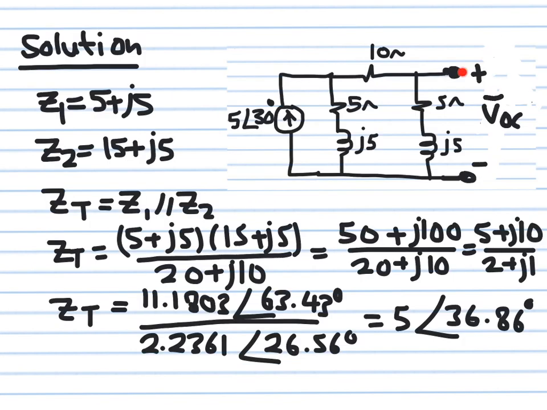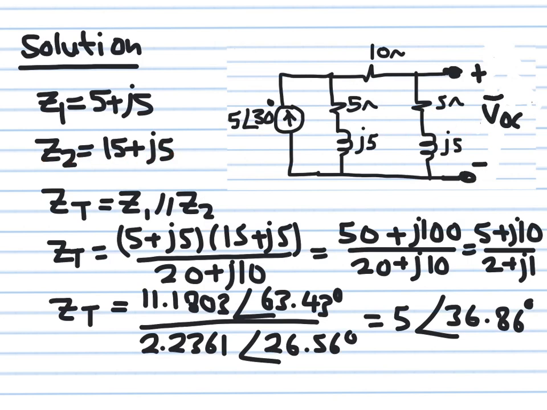So the open circuit voltage is this one. What we have here in this circuit is a current source injecting current into one impedance, which I called Z1, 5 plus J5, and then another impedance in parallel, which is this branch here, 15 plus J5.